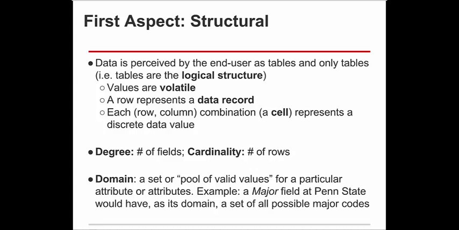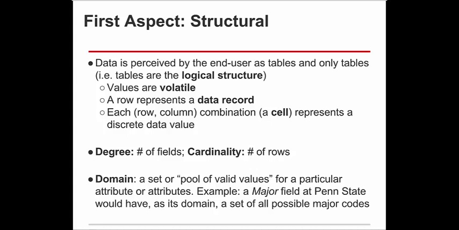Some other terms that we often hear about when it comes to the structural aspect of the relational model are the terms degree and cardinality. These are used to describe a table. The degree of a table is the number of fields, or the number of columns. The cardinality of a table is the number of rows.